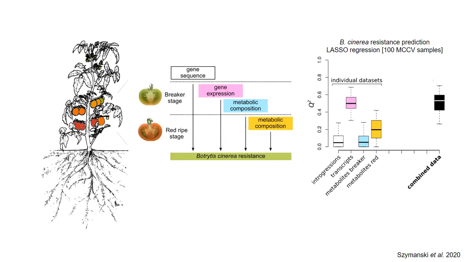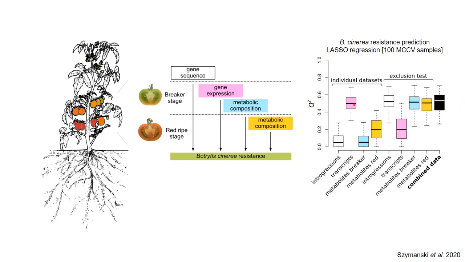For example, for Botrytis cinerea resistance, what we observed is that transcripts had the highest prediction accuracy, while the genetic level and the metabolites showed much lower prediction power. In comparison, the combined data set of all of them showed a result not much higher than the transcriptome level.